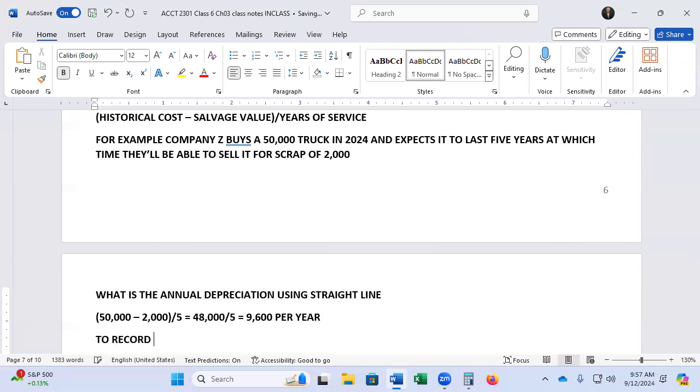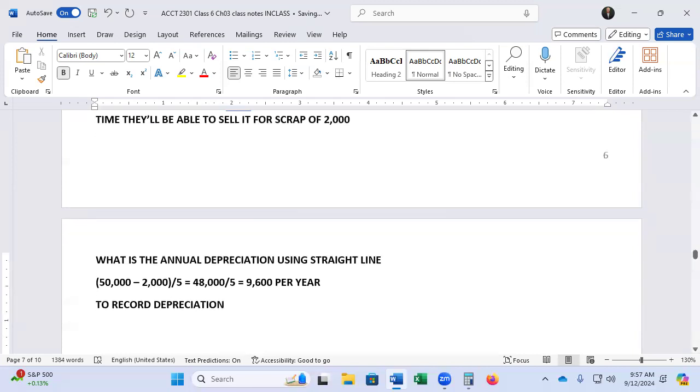So to record the depreciation, I'm hoping you can still stay on that same page. I'm using a lot of space, I apologize, but you can still come back to it. You would record depreciation expense, and that's the debit, and that would be 9,600. And then you would have a credit to accumulated depreciation for your truck of 9,600.